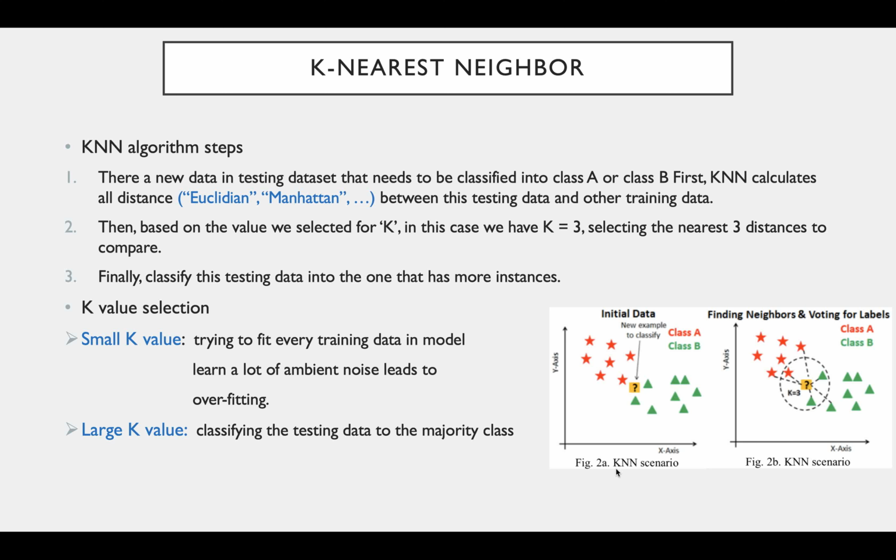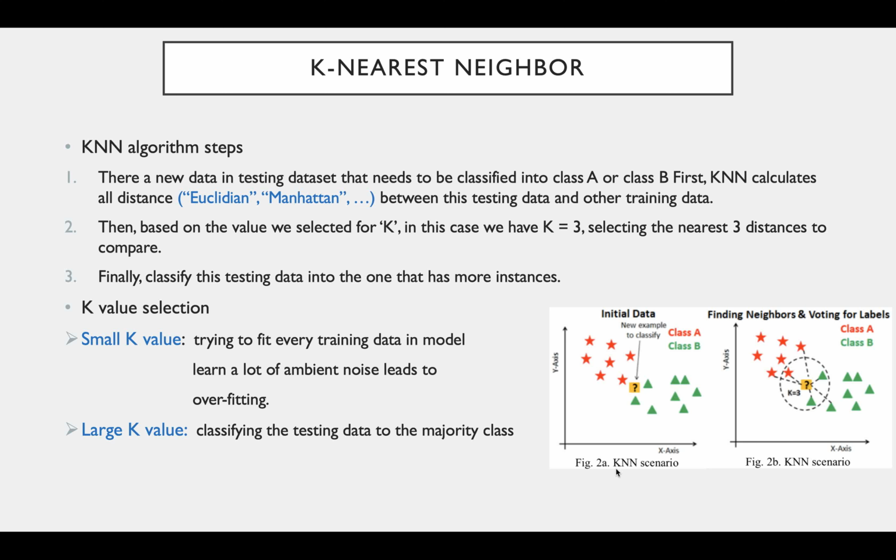So finally, in the third step, we classify this testing data into the one that has more instances. So for our example shown in figure 2b below, we need to classify this new testing data to the class B, since we have 2 green data inside this circle.